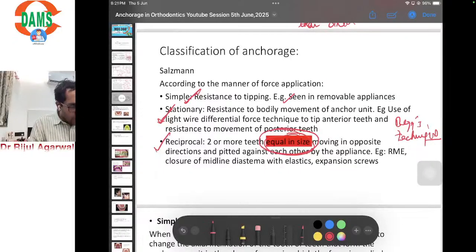I have one question, sir, many implants are stationary. No, many implants are part of cortical anchorage. I'll come to that.